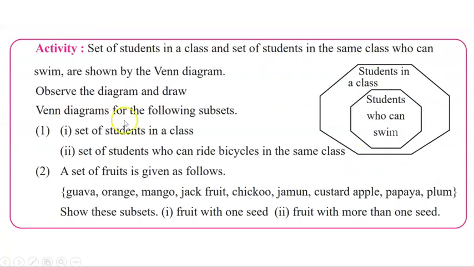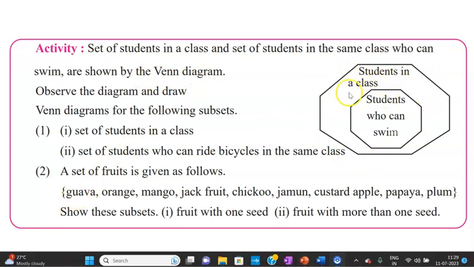Okay. Now the next activity. The set of students in a class and the set of students in the same class who can swim are shown by Venn diagram. The outer set shown is the set of students in a class, and inside it are the students who can swim. Students who can swim is a subset of the set of students in a class. Okay. Now observe the diagram and draw the Venn diagram for the following subsets.